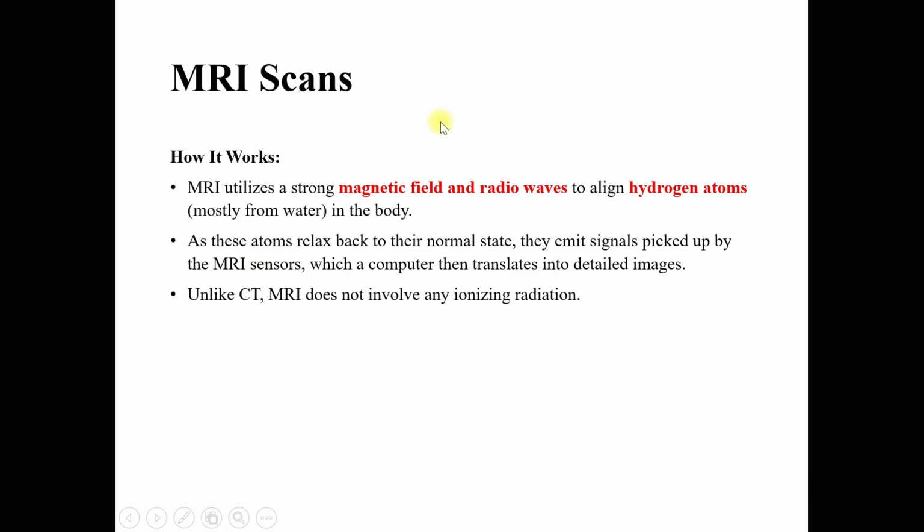Now let's see MRI, or magnetic resonance imaging scanners. How it works: MRI utilizes a strong magnetic field and radio waves to align hydrogen atoms, mostly from water in our body. All these atoms relax back to their normal state. They emit signals picked up by MRI sensors, which a computer then compiles or translates into detailed images.